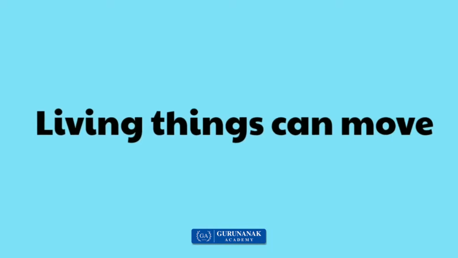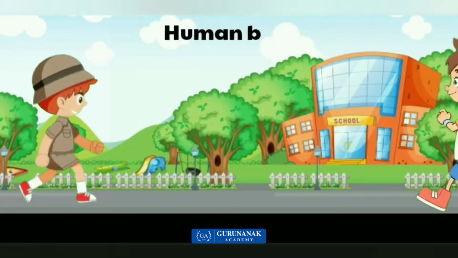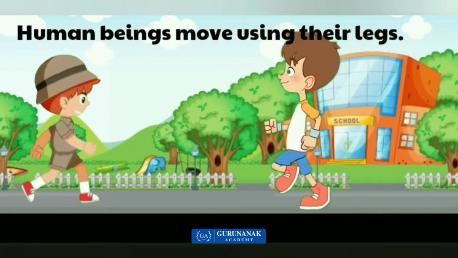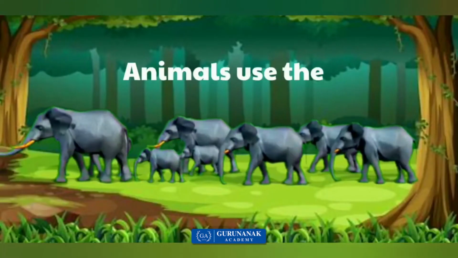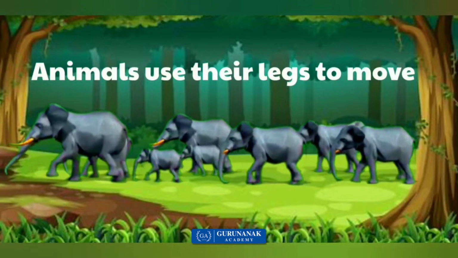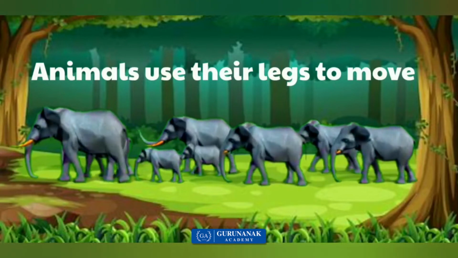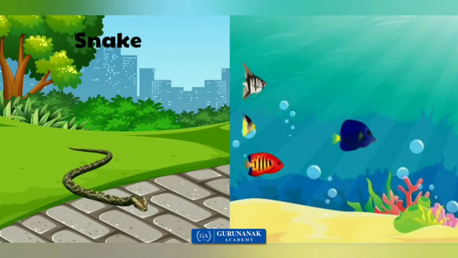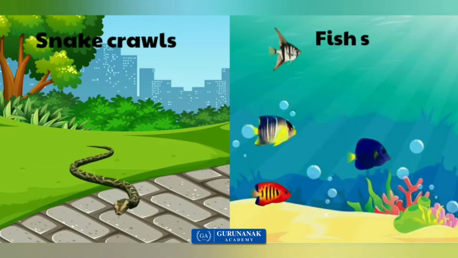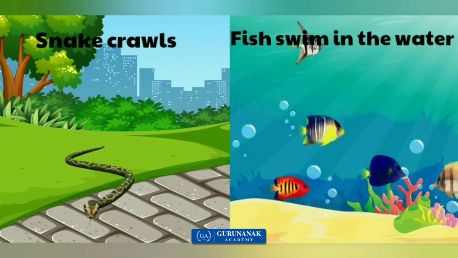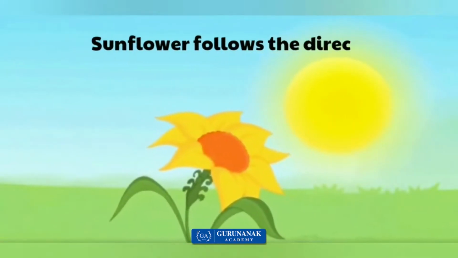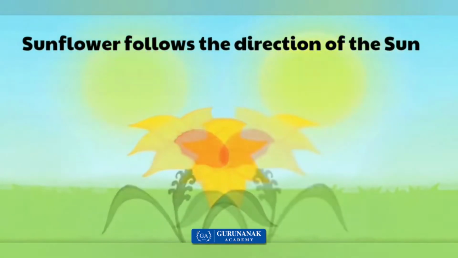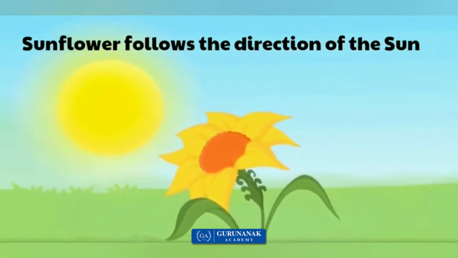Living things can move. Human beings move using their legs. Animals also use their legs to move. Animals without legs crawl, slide, or swim using their body. Plants also show some movement, like the sunflower follows the direction of the sun.